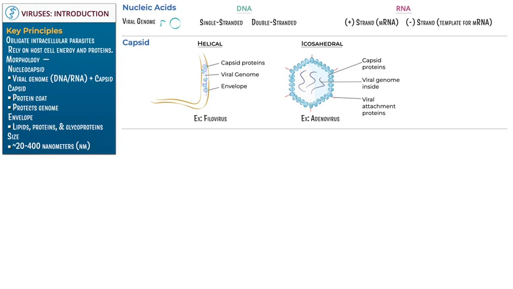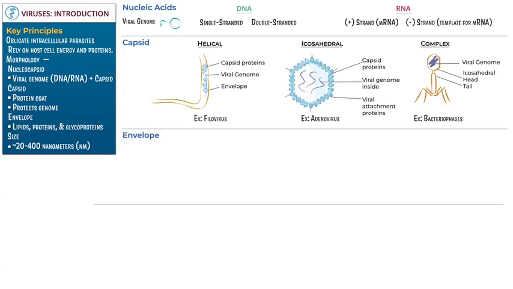Finally, let's show an example of a complex capsid. We use bacteriophages as our example. Show that the bacteriophage comprises an icosahedral head enclosing the viral genome and a tail that facilitates delivery of the viral genome into the bacterium.